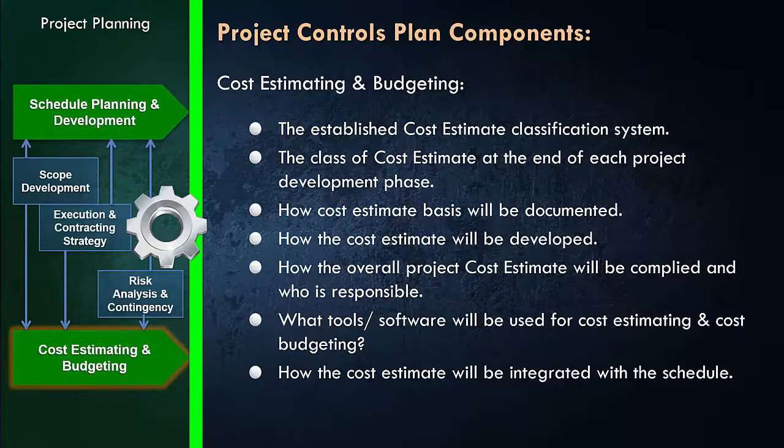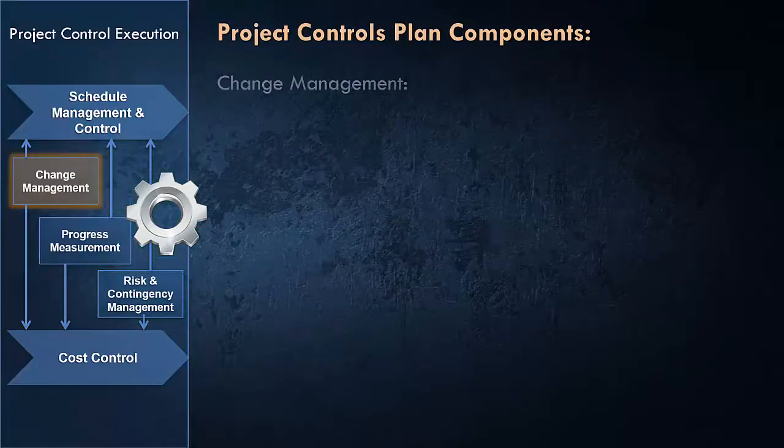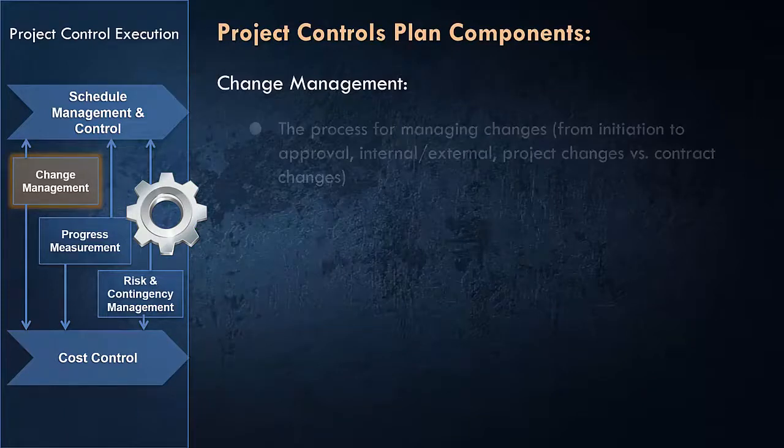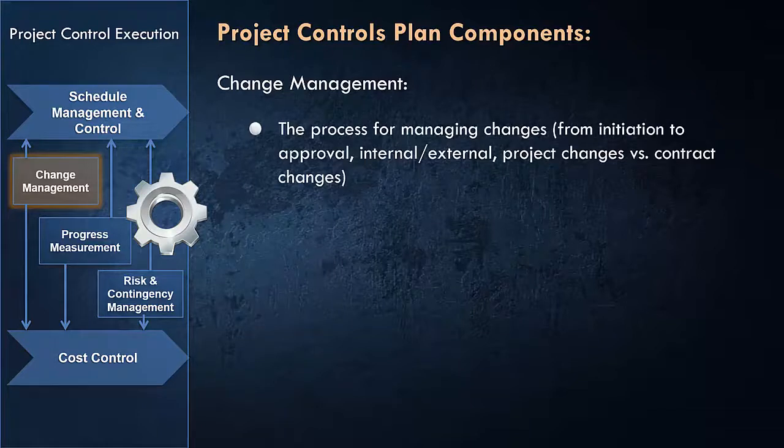Okay, one more point is how the cost estimate will be integrated with the schedule, which is very important because you need to have the integration between your cost estimate or your cost with the schedule. So you need to address how these two will be integrated as well. So for the next stage, which is the project control execution, on the change management, you need to address the process for managing changes from the initiation to approval of the change, whether the change is internal or external, what the process is, and for project changes versus contract changes, what the process is for managing the changes.